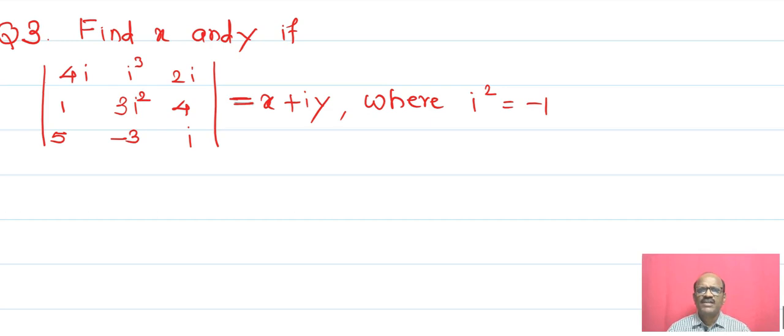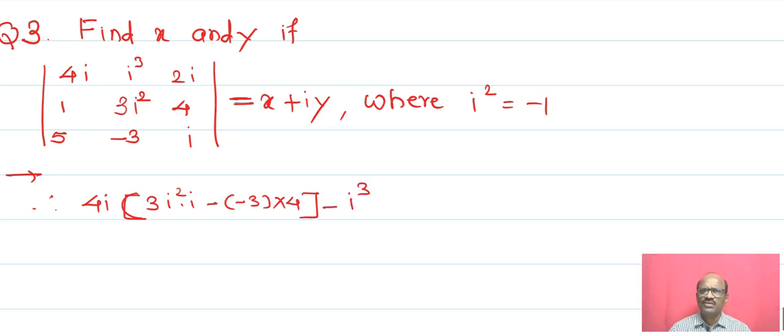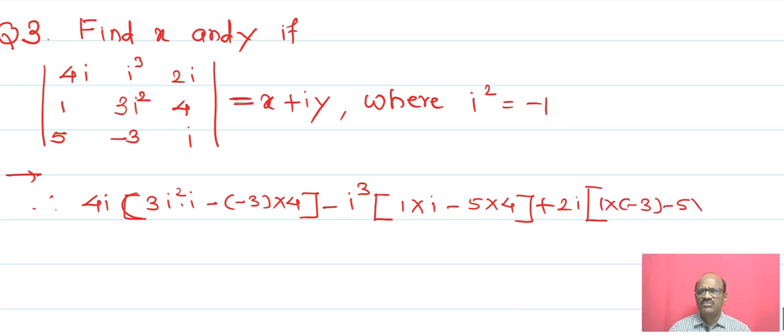Now next, find x and y if the determinant 4i, i cubed, 2i, i, 3i squared, 4, 5, minus 3i is equal to x plus iy. Now expand this, that is 4i in bracket 3i squared into i minus in bracket minus 3 into 4, minus i cubed, 1 into i, 5 into 4, plus 2i in bracket 1 into minus 3 minus 3i squared into 5.